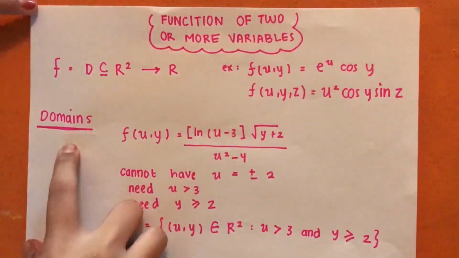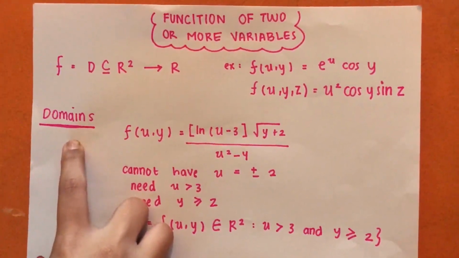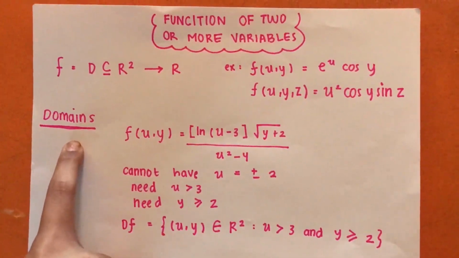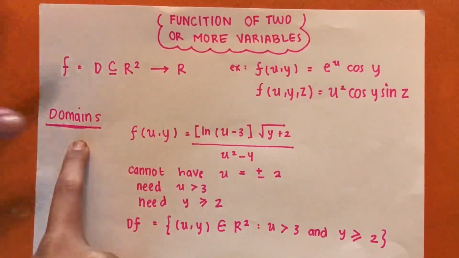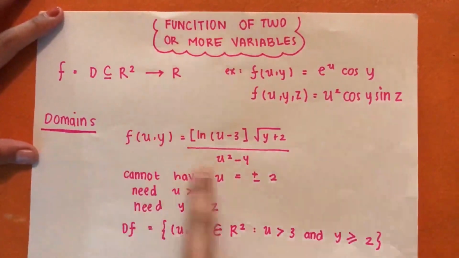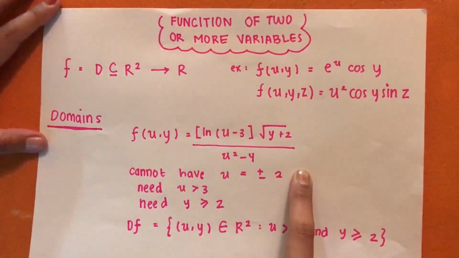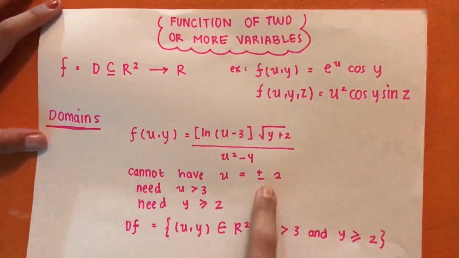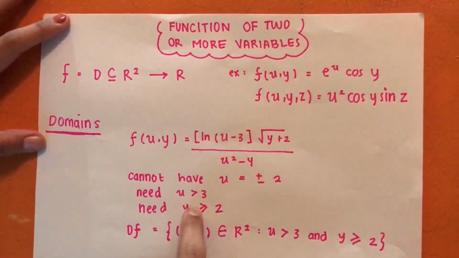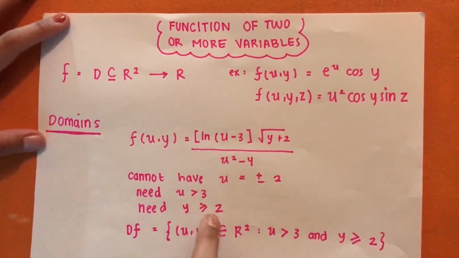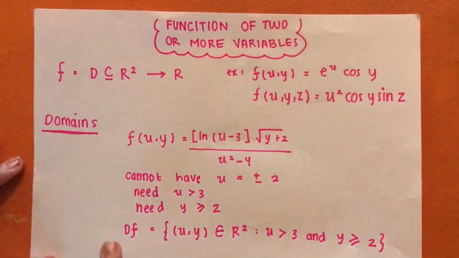And the domain is, unless specifically stated otherwise, the set of all values of the variables for which the given expression is defined. As an example, in this formula, we cannot have x equal to 2, we need 3x more than 3, and we need y equal to or more than 2. And the formula is stated here.